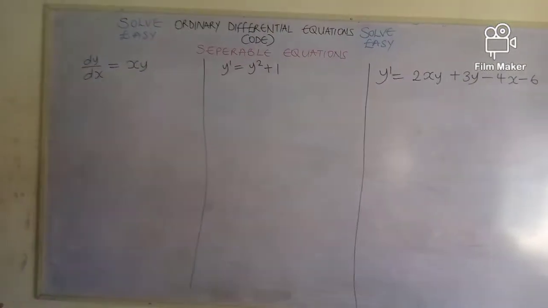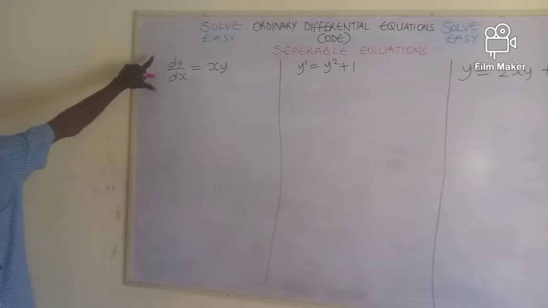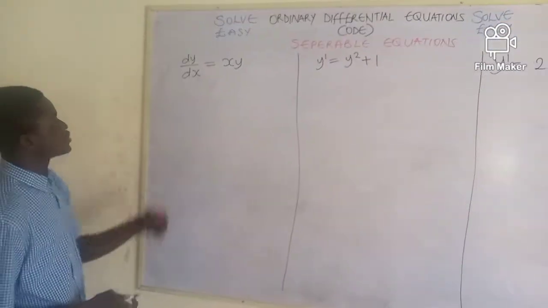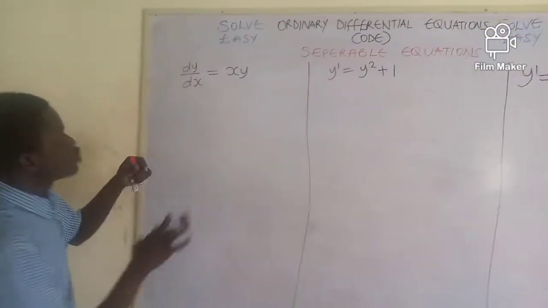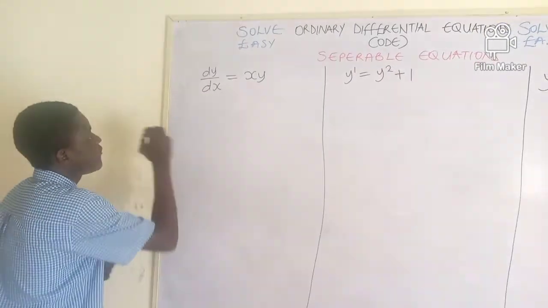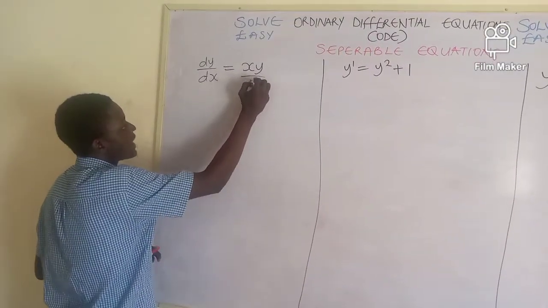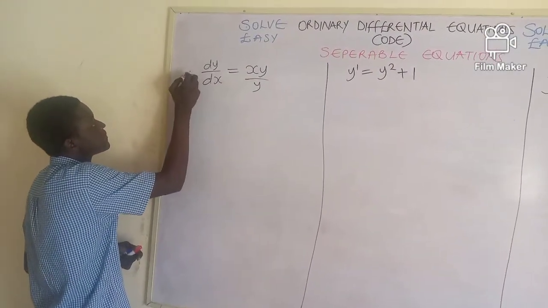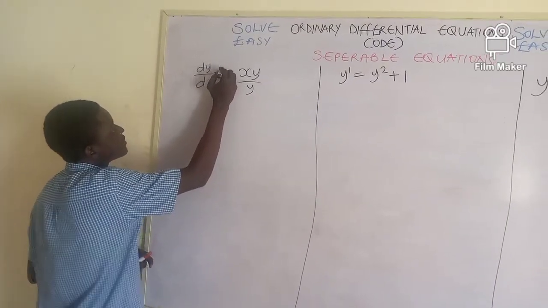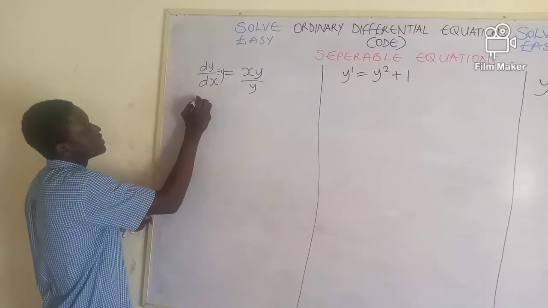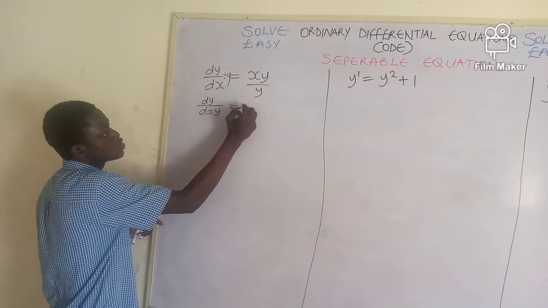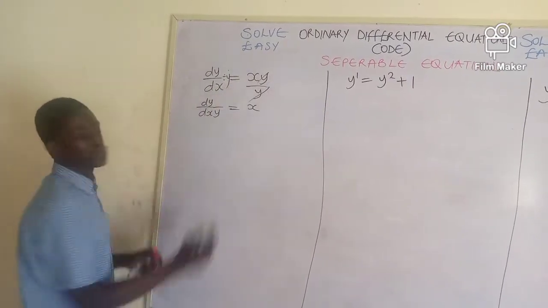Now, solving for separable equations, for the question we have here, y dx is equal to xy. This means we are going to separate the x variables from the y variables. Therefore, we will be dividing both sides by y. We would have dy over y equals x dx, because y cancels y.